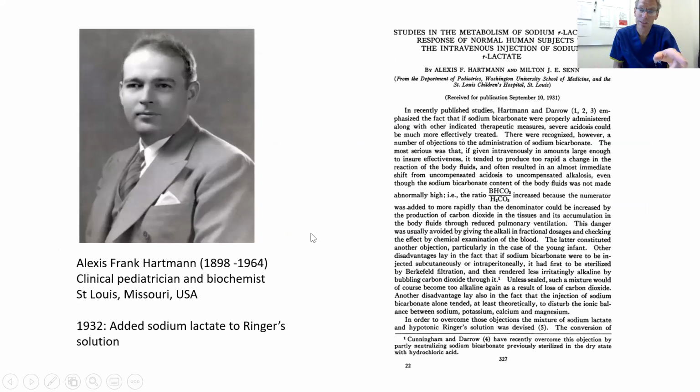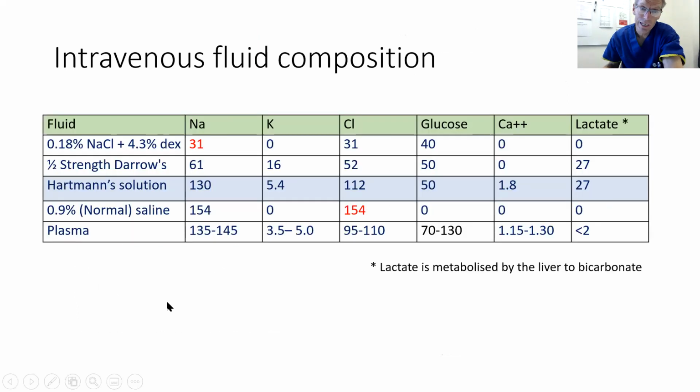This is Alexis Hartman. He was a pediatrician in the 1930s, and he discovered or made the first Hartman solution. And as I said, he was a pediatrician, and he designed this fluid as rehydration for children with severe dehydration from gastroenteritis. He was trying to work out how to make a solution that wasn't acidic, whereas intravenous normal saline is very acidic because it's got lots of chloride in it.